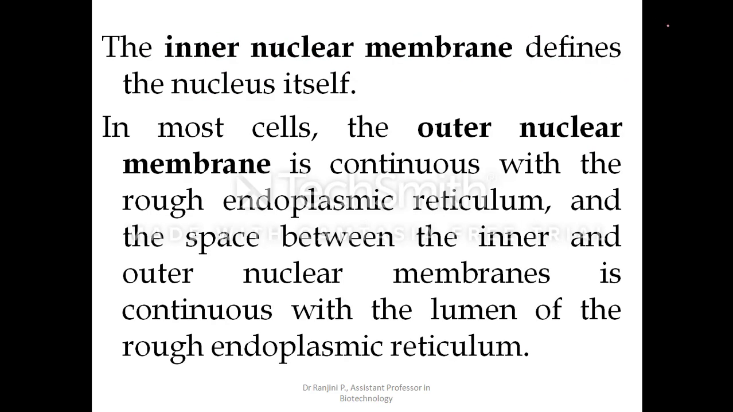The inner nuclear membrane defines the nucleus itself. In most cells, the outer nuclear membrane is continuous with the rough endoplasmic reticulum, and the space between the inner and outer nuclear membrane, called the perinuclear space, is continuous with the lumen of the rough endoplasmic reticulum. Rough endoplasmic reticulum is surrounded by ribosomes.